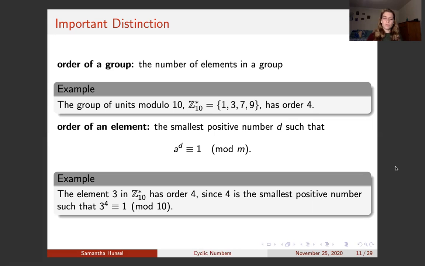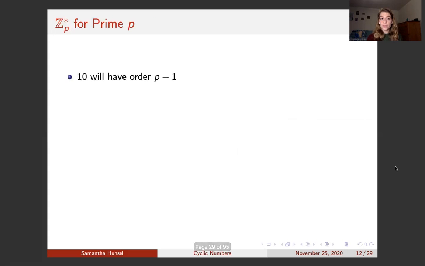But more specifically, we will use these two definitions to describe the number of digits that are cycled, and therefore describe the permutation length of a decimal expansion. But first, we're going to start by observing Z star p for prime p, so it's when m is prime.